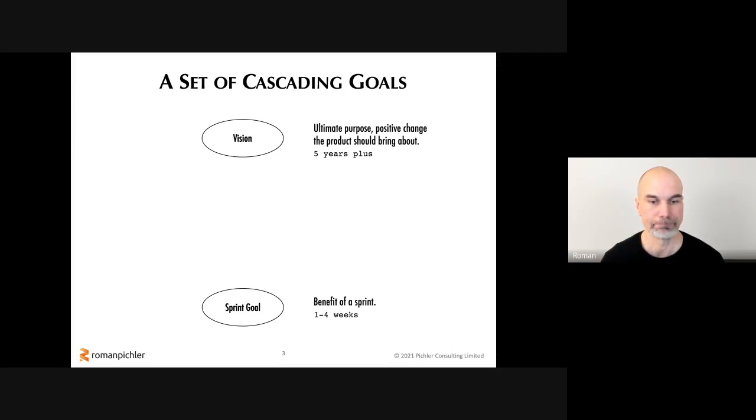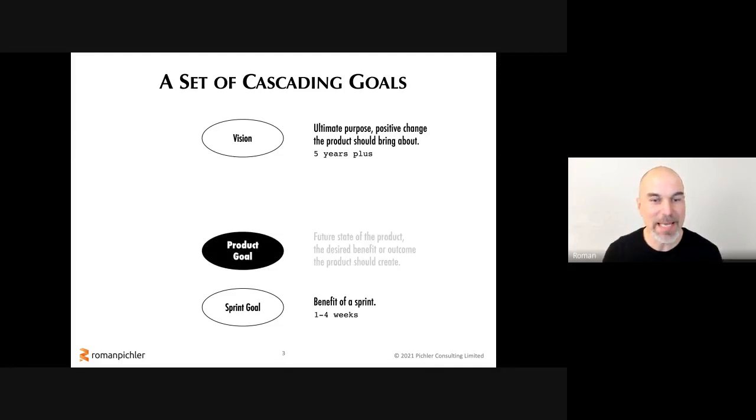So where's the product goal then? Somewhere between, I guess, this sprint goal and the vision. And so for me, I like to place it here, just above the sprint goal.